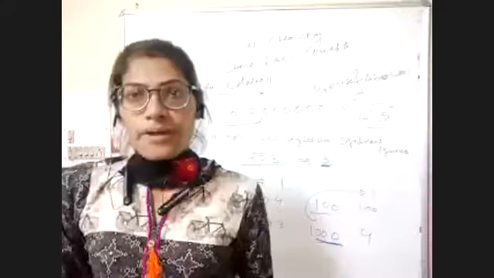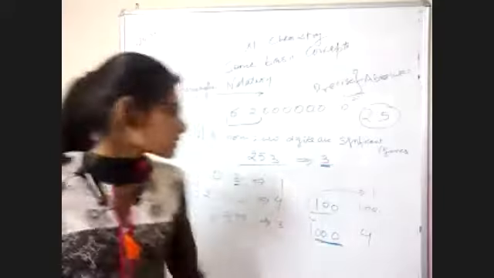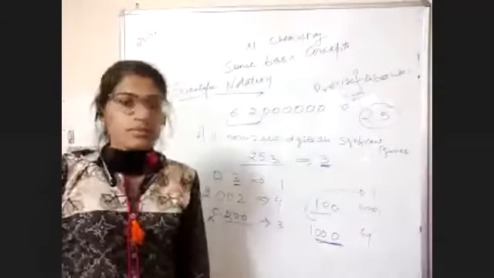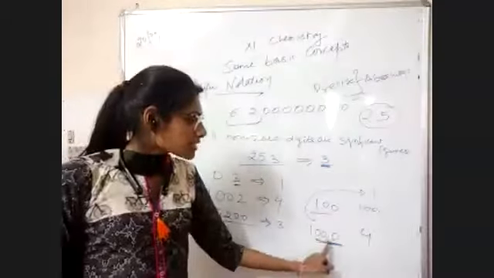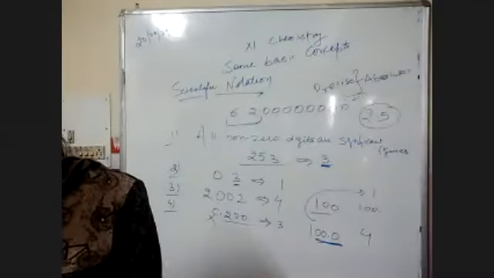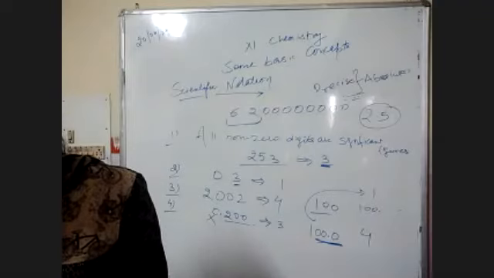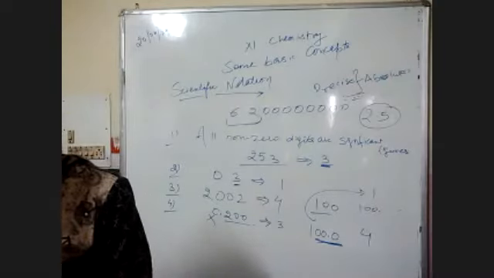If the number is 100.2, there will be 4 significant figures. This is the same 100.2. 1, 2, 3, 4, because there is a decimal. Okay? Anyone else? Any kind of doubt?